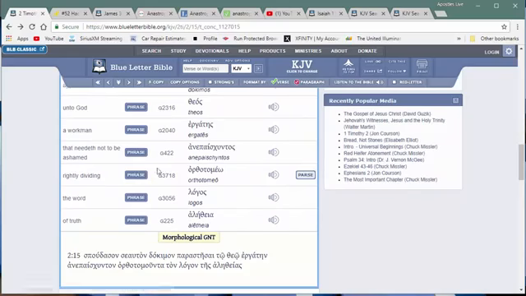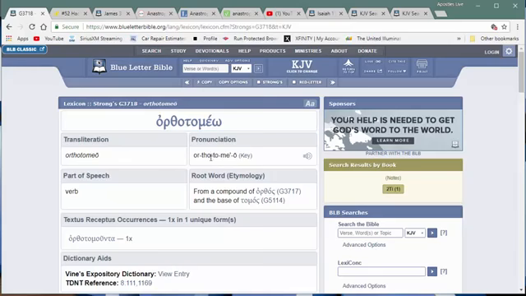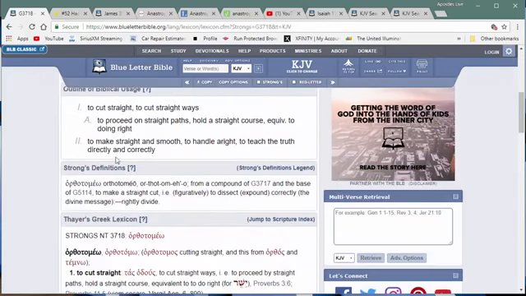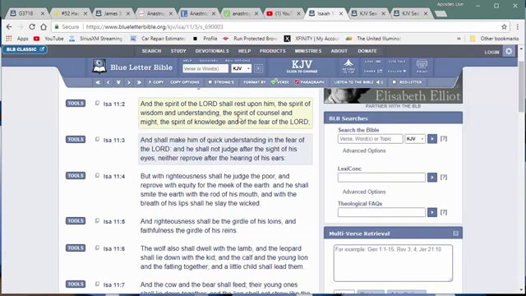To recap what was said in this lesson, rightly dividing, there's the Greek word orthotomeo, and what does it say? To make straight and smooth, to handle aright, to teach the truth directly and correctly. Based upon the quote that Bruce Lee made, to hack away at the unessentials. The unessentials in this case would be using a whole lot of words that's unnecessary, especially if you're teaching a potential member of the elect. They'll already be armed with the spirit of wisdom, understanding, and the spirit of quick understanding. Okay? So you don't have to use too many words to convince them.